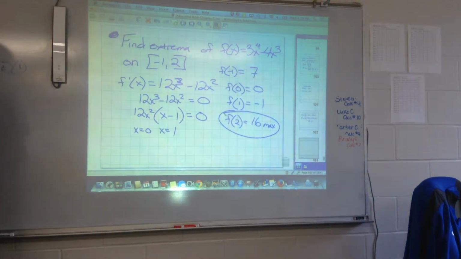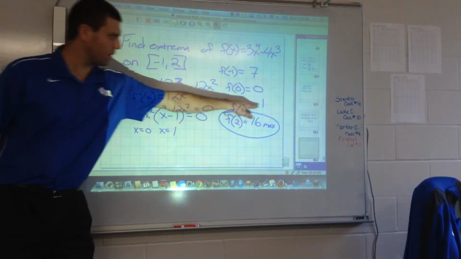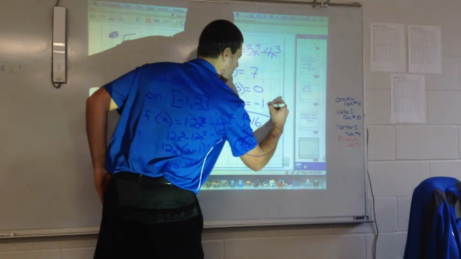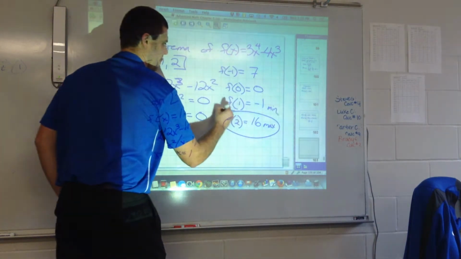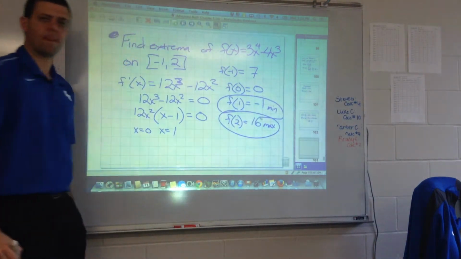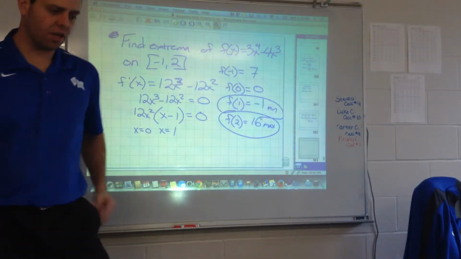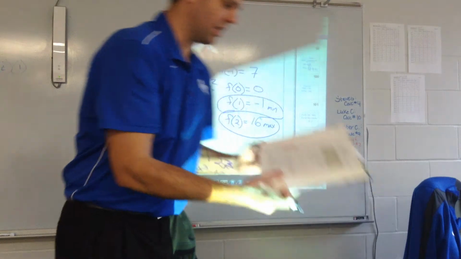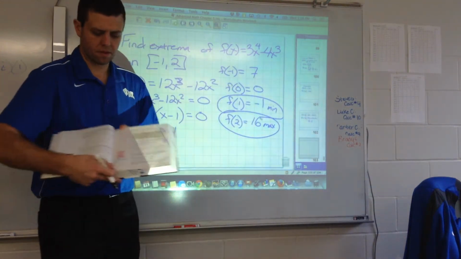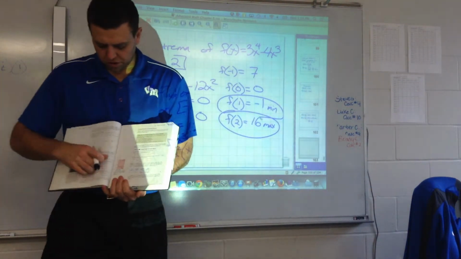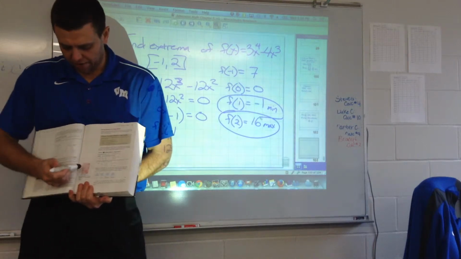And then you can also see where your lowest value is. 1, -1. And that's right here. So there is your minimum. And to give you a little visual aid, the graph is here on page 167.